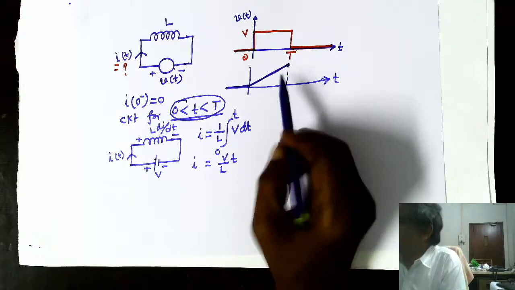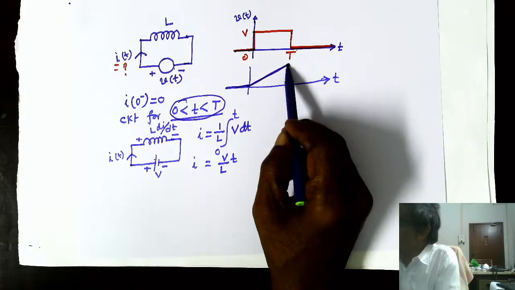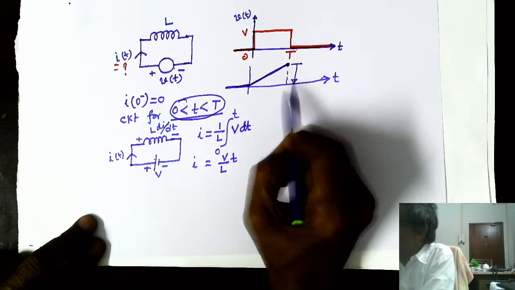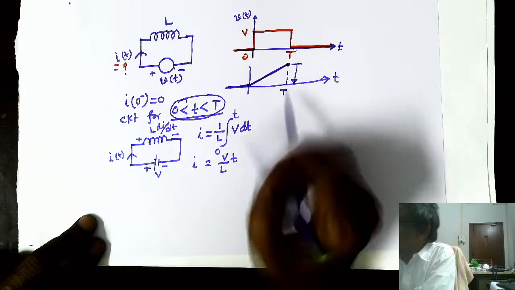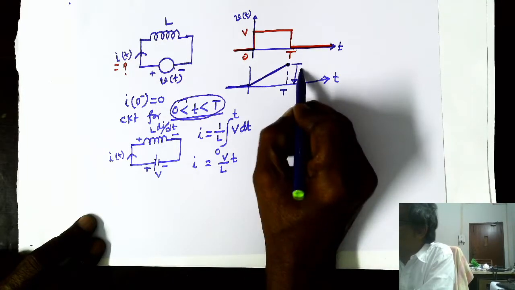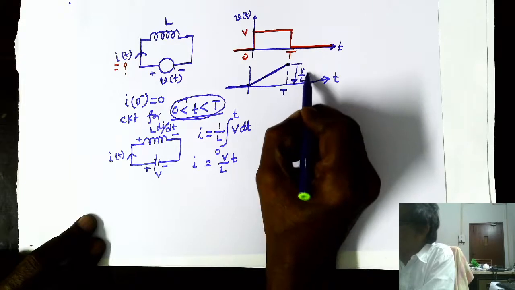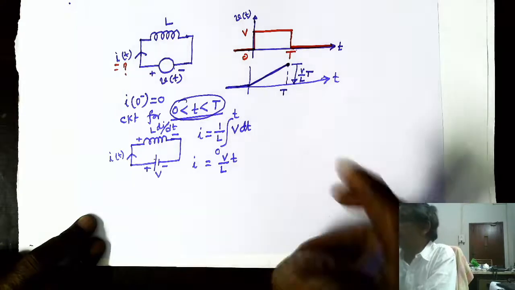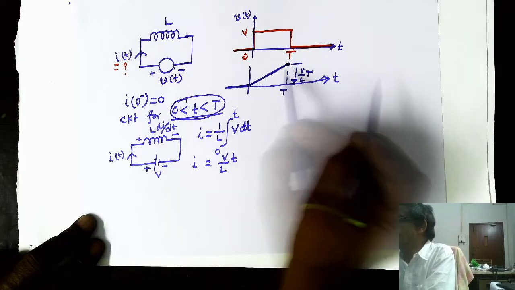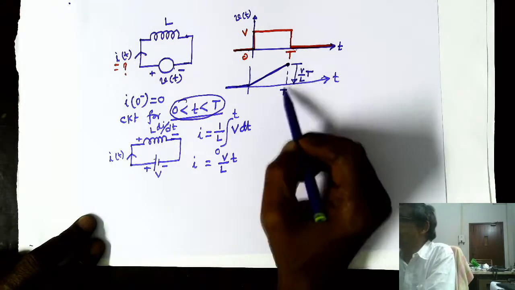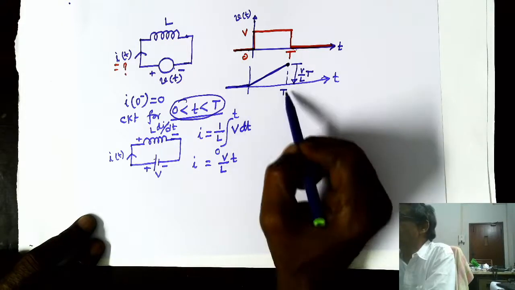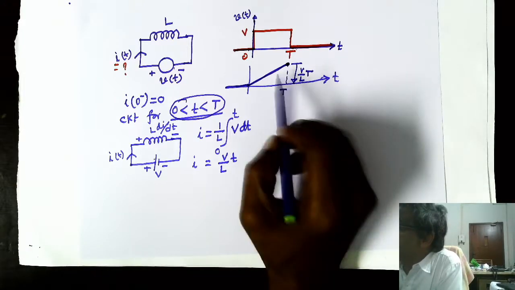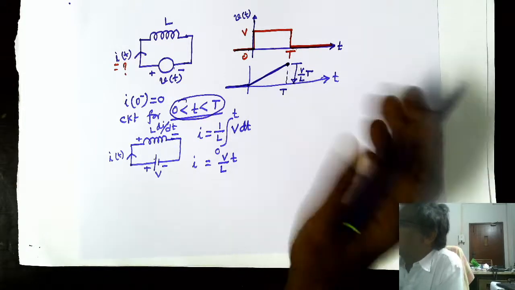Now, after it reached this much current, what is the magnitude of this current? The magnitude of this current, at capital T, will be V by L into capital T. Got the point? T is the width of the pulse. So this will be the current reached by the inductor at time t equal to capital T. Okay. Then what happens beyond capital T?